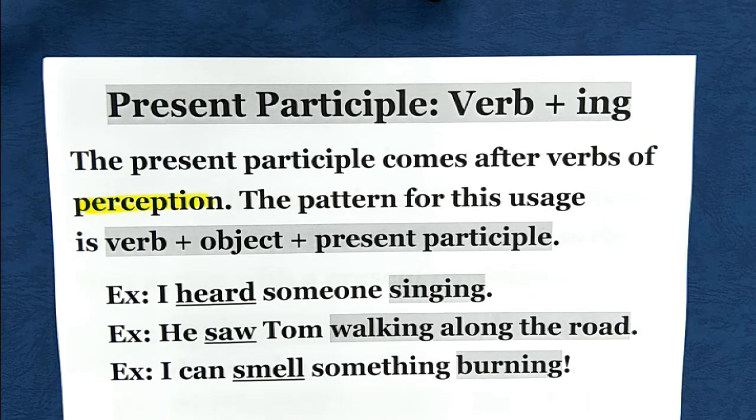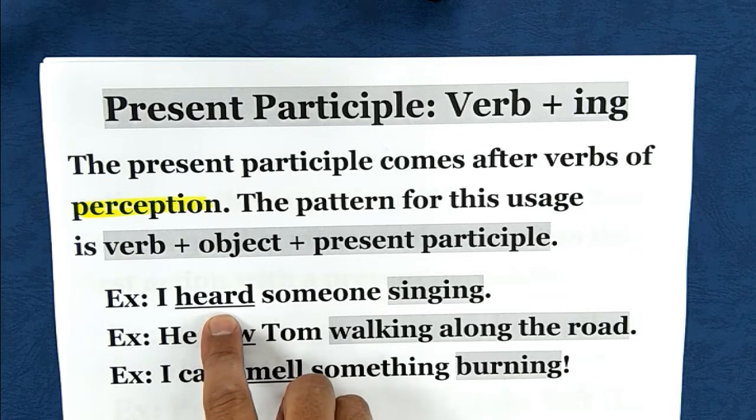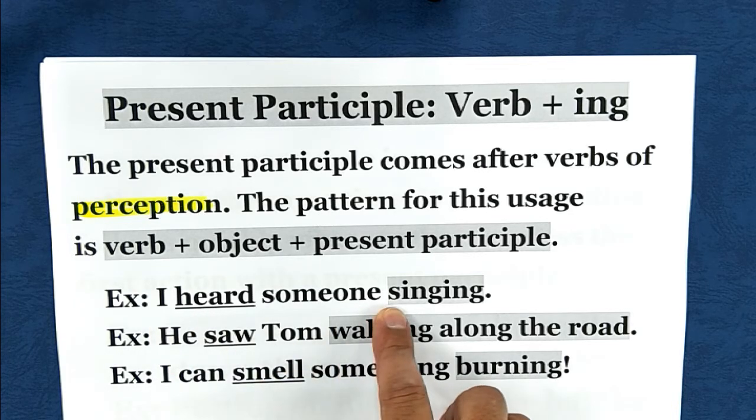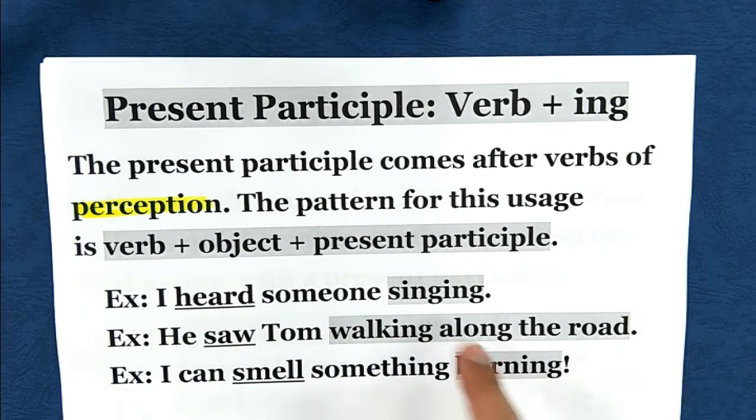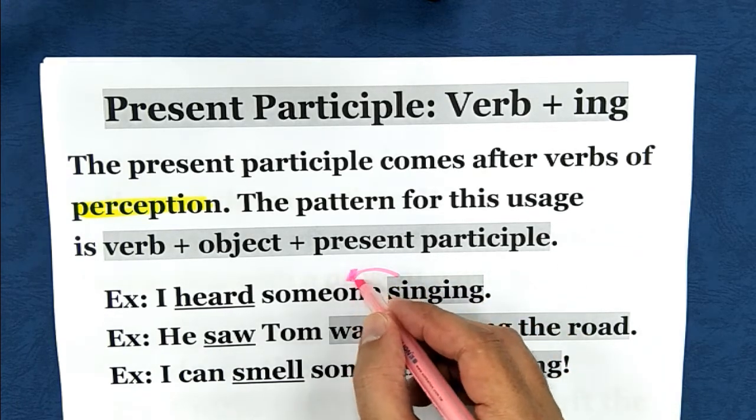All right, let's look at an example. I heard someone singing. Look at that. I heard. There's the verb of perception. You hear with your ears. I heard someone singing. Verb ing. This singing is describing this person, someone.